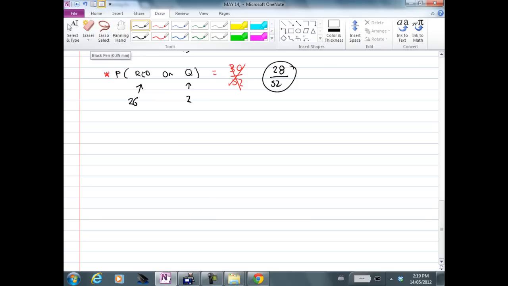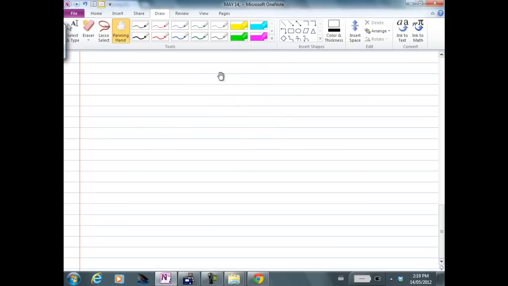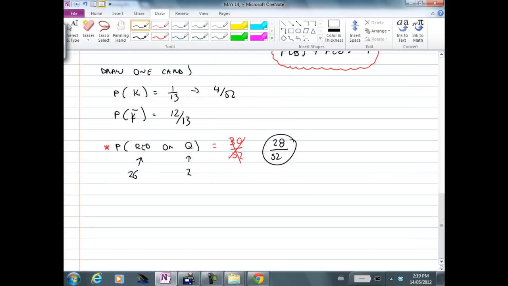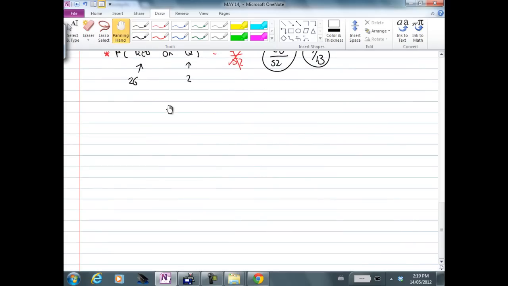Try another one. What if I'm going to show you now how to use a tree? Wait, don't you put it in lowest terms? Oh yeah, lowest terms, which is 7 over 13. Next one. I'm going to teach you something called sample space and how to create a table and a tree.